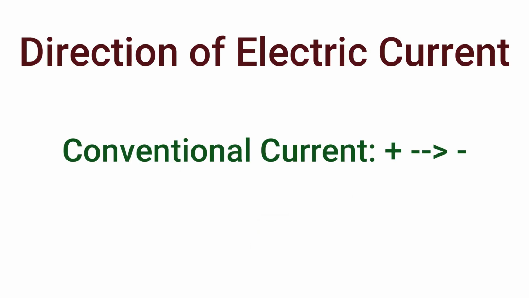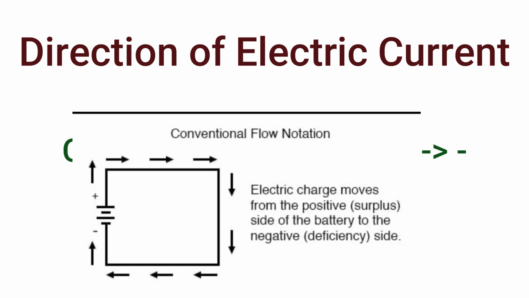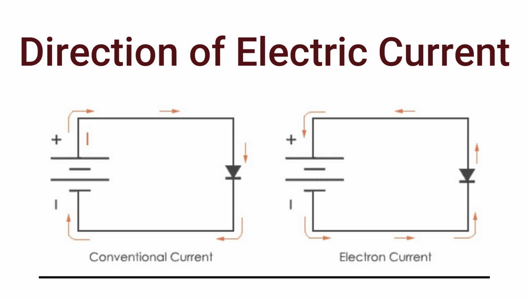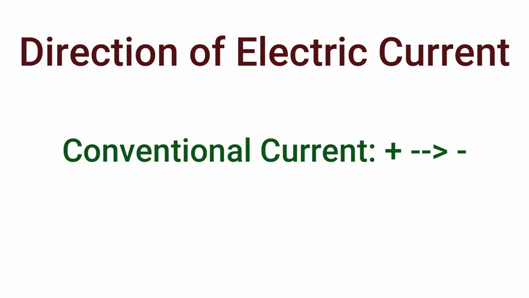Now, we all know that there are two directions related to electric current. First is conventional current flow, which flows from positive to negative terminal of the battery, and second is electron flow, which is flow from negative to positive terminal.